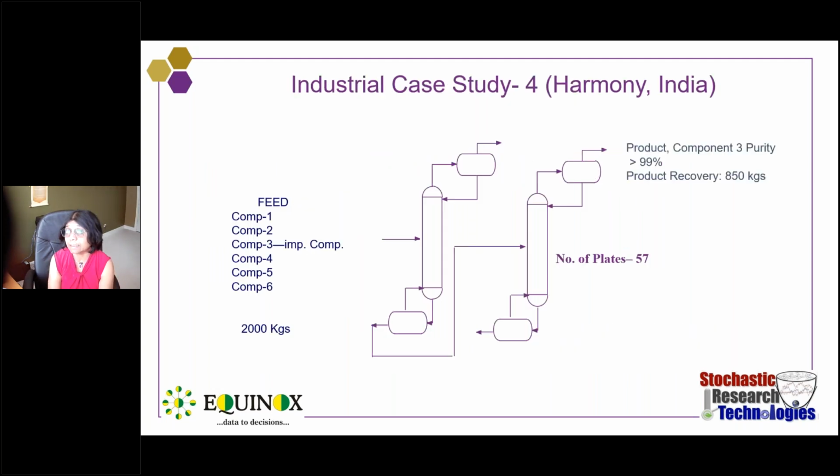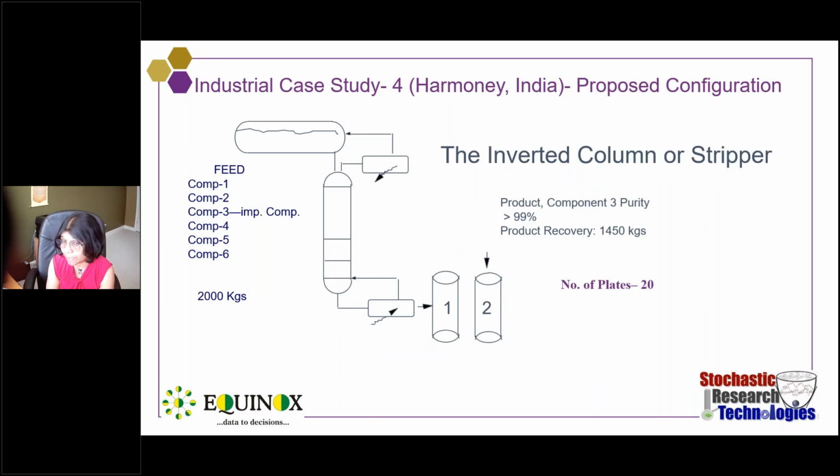Then they had Harmony India. They had 6 components, and they had 2 large columns to separate out the product. This is a continuous column. And what we suggested is a stripper batch column.